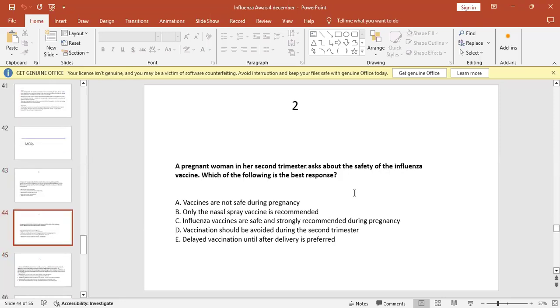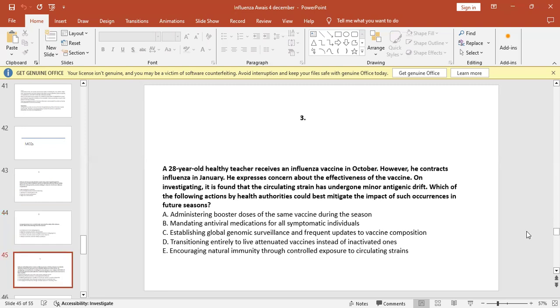The second MCQ is: a pregnant woman in her second trimester asks about the safety of the influenza vaccine. Which of the following is the best response? Influenza vaccines are not safe during pregnancy, only the nasal spray vaccine is recommended; influenza vaccines are safe and strongly recommended during pregnancy; the vaccine should be avoided during the second trimester; delayed vaccination until after delivery is preferred. Influenza vaccines are actually safe and are strongly recommended during pregnancy. So option C is the correct one.